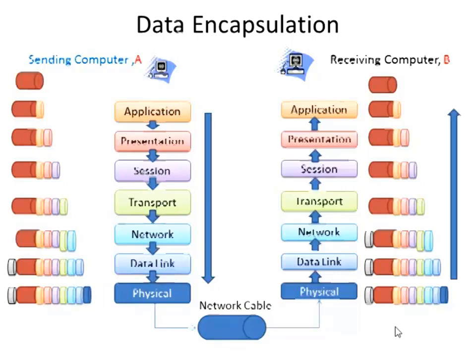After the data package crosses the network cable and reaches computer B, the message will go up through each OSI model layer, and at this time each header and trailer information will be trimmed off at each layer. Then the original message will reach the final user application. This is an example of how data is sent from one computer to another computer.